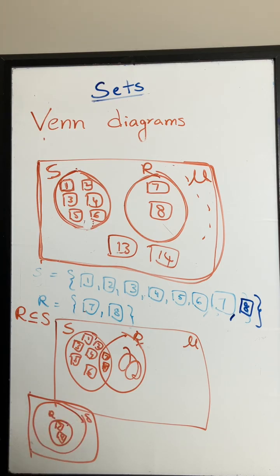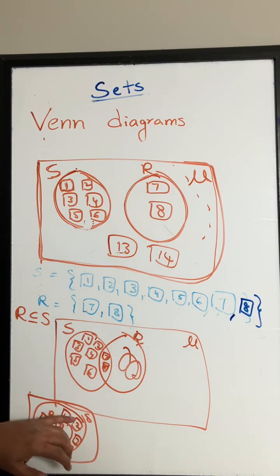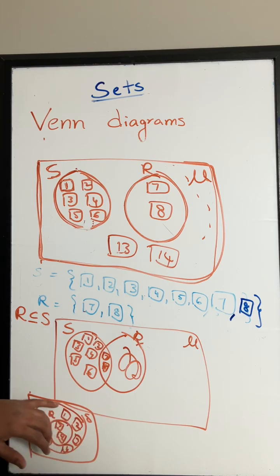Since every element of R is present in S, we can take the entire circle into S, and S has extra elements. What are they? 1 2 3 4 5 and 6. So my R has 2 elements, 7 and 8. My S has extra elements which are outside of this circle, inside of S. So that's how we represent.